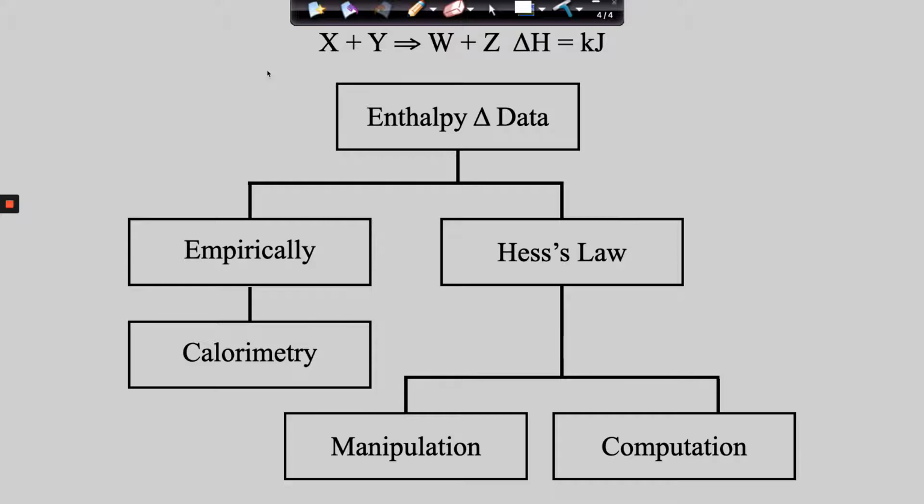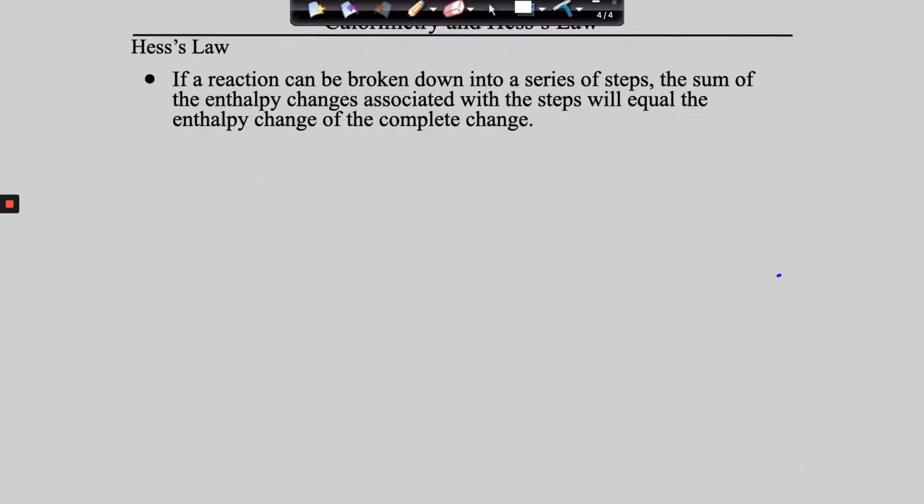Here we go. So first of all, Hess's Law in a nutshell says this. Whether you write this down or not, it's always up to you. But this is not a definition that you need to have. You don't need to regurgitate this on the test. You got to understand the idea. So Hess's Law says this: if a reaction can be broken down into a series of steps, the sum of the enthalpy changes for those steps will equal the enthalpy change of the complete reaction.